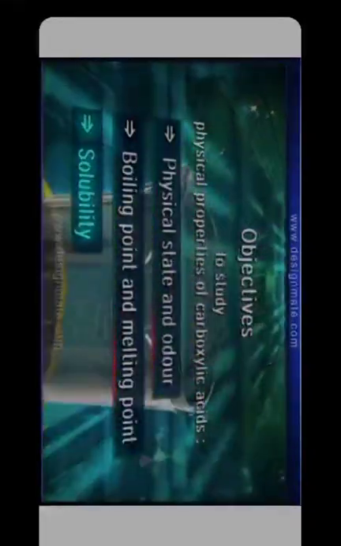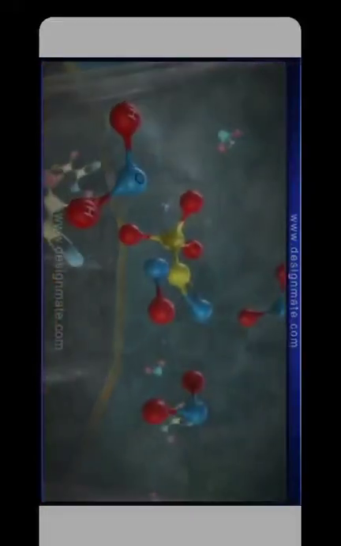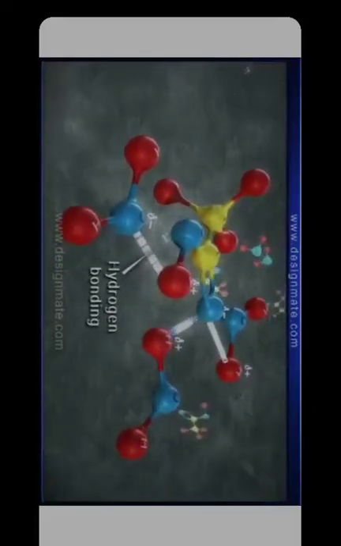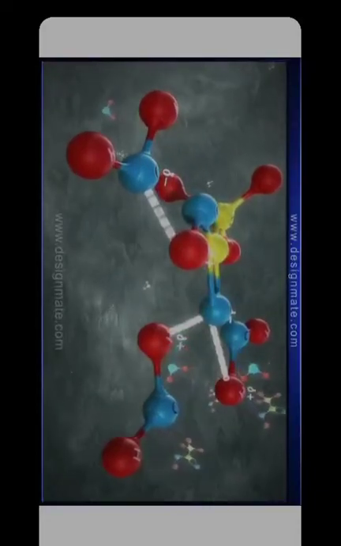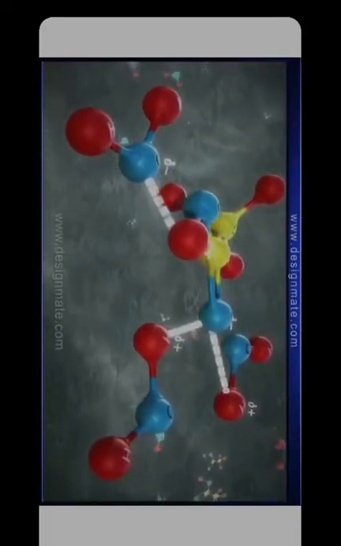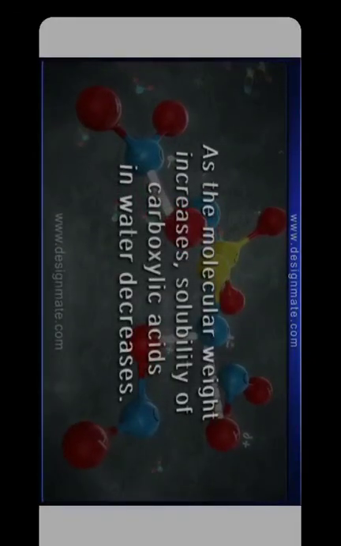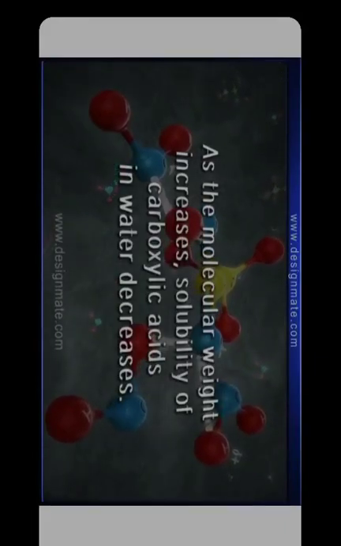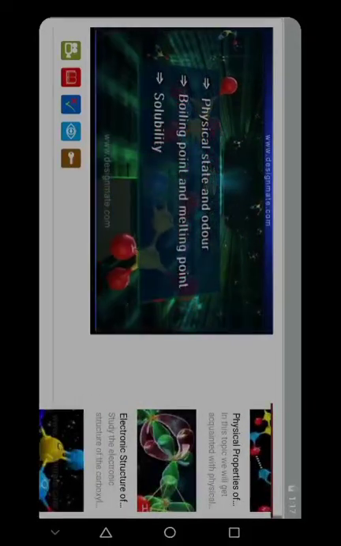Solubility. When a carboxylic acid is dissolved in water, its molecules form intermolecular hydrogen bonding with those of water. Thus, a carboxylic acid with 1 to 4 carbon atoms in it is completely soluble in water, but as its molecular weight increases, the solubility of a carboxylic acid in water decreases. Summary. We've learnt different physical properties.